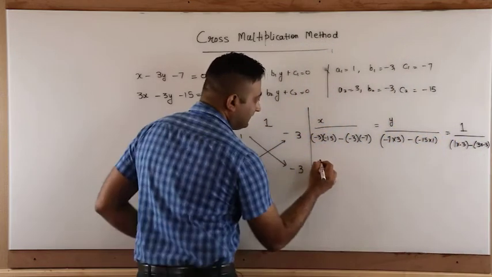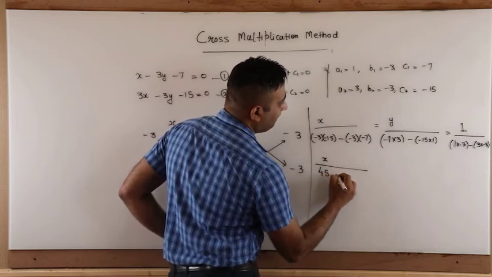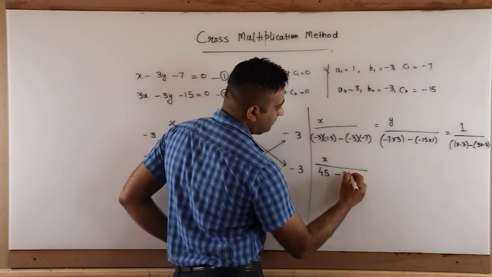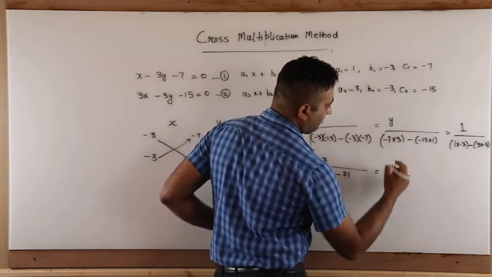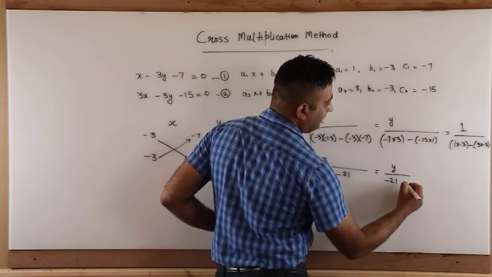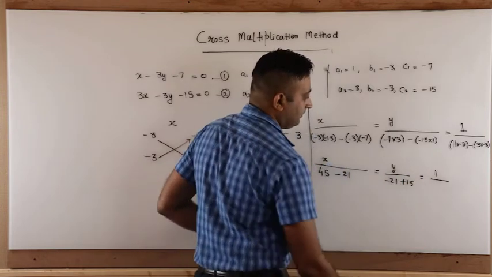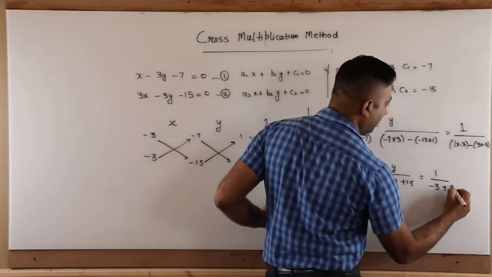So let us simplify these values. X upon 45 minus, and this minus into minus will be plus, so this is 21, is equal to y upon minus 21 plus 15 is equal to 1 upon minus 3 plus 9.